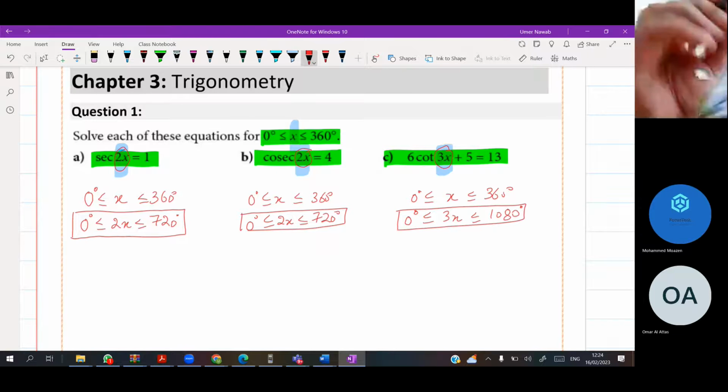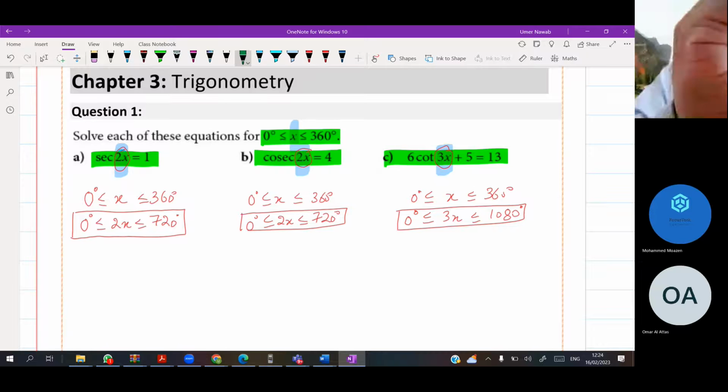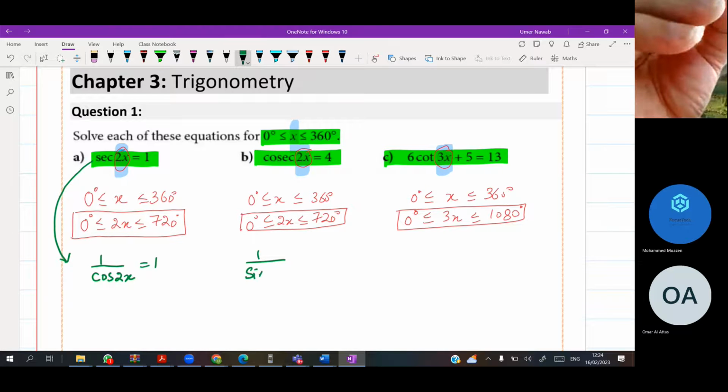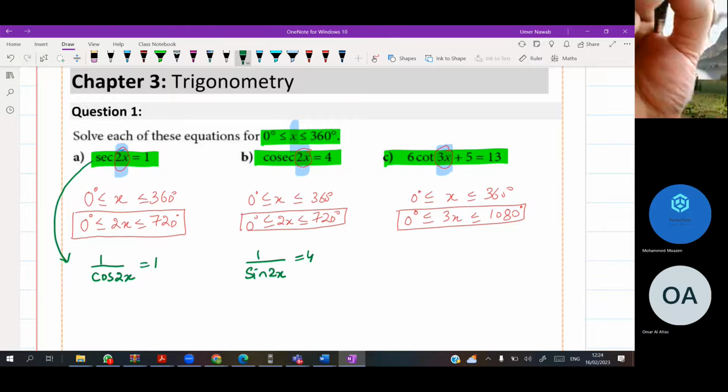Now, next thing, you need to convert secant into cosine form. So you remember the reciprocal of secant is cosine. So I'm going to write cosine of 2x is equal to 1. Here the reciprocal of cosecant is 1 over sine of 2x is equal to 4.